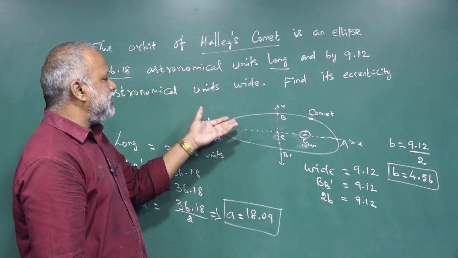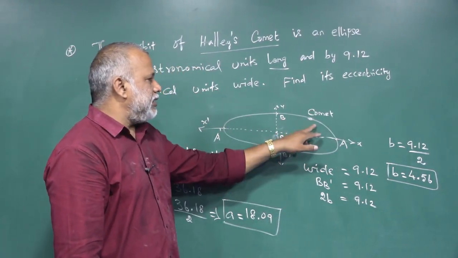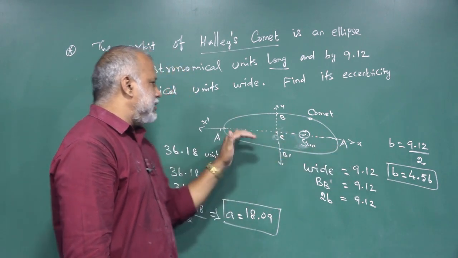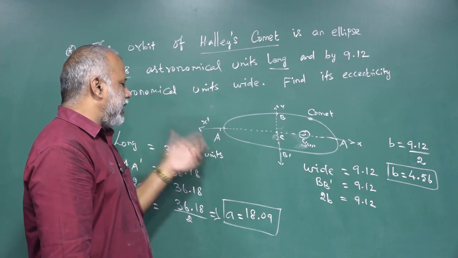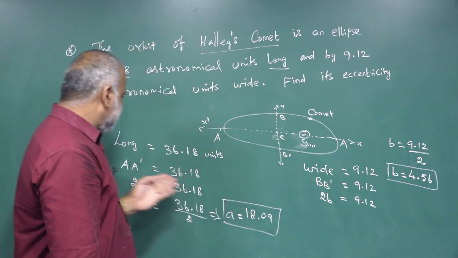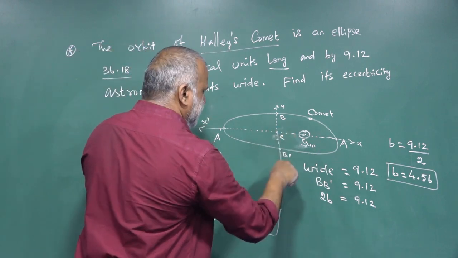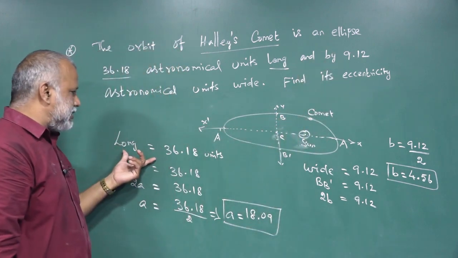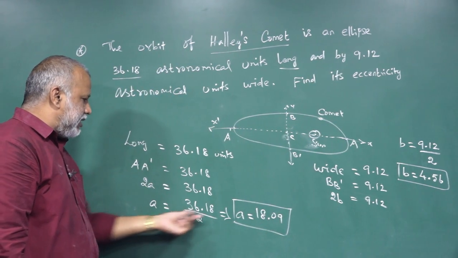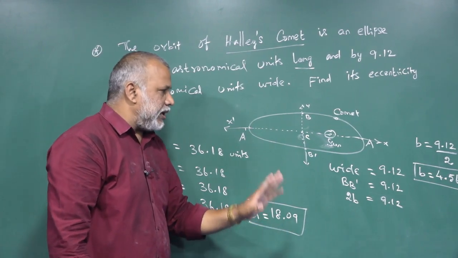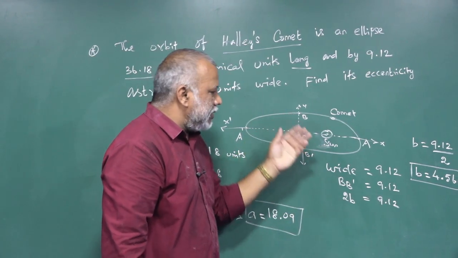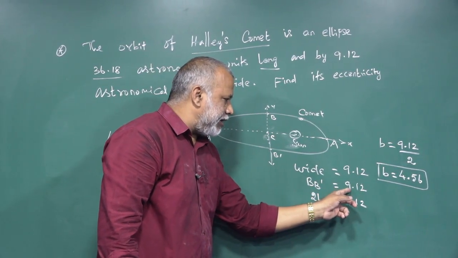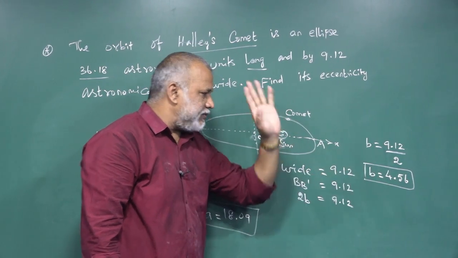Just an explanation. It is an elliptical orbit, a comet revolving around the sun in an elliptical orbit. This is the maximum distance, A dash. They are giving it as long, 36.18 units. Here BB dash is the shortest distance. They are giving the word wide, it is 9.12. So take the longest distance A dash, then 2A, and from that A equal to 18.09. Here the wide is the shortest distance, the length of the minor axis. So BB dash equal to 9.12, 2B equal to 9.12, and from this find B.